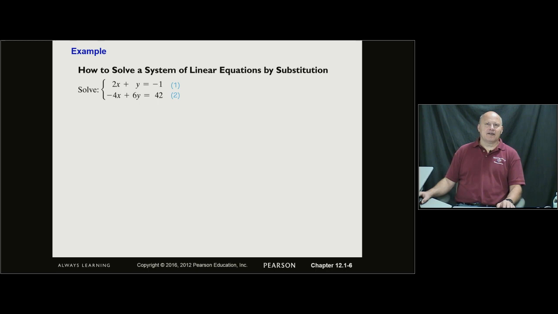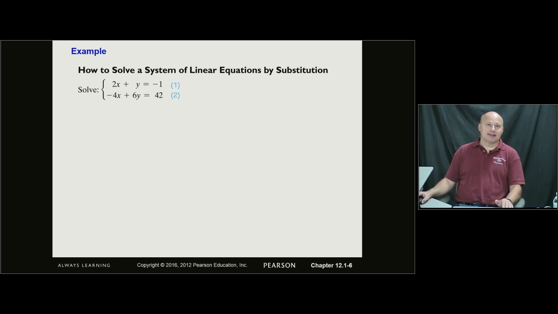So how do we solve systems of linear equations by substitution? If you notice, it is the same equation: 2x plus y equals negative 1, negative 4x plus 6y equals 42. So how do we do this by substitution? Well, as the name implies, what we do is we solve for one of the variables in one of the equations.